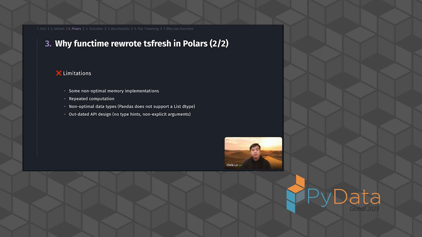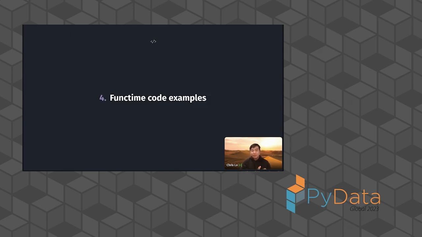On top of that, it also has what might be considered an outdated API design. So no type hints, a few non-explicit keyword arguments. And we found that Polars, with its fantastic use of multi-threading, with its fantastic use of efficient memory data structures, in particular a list type, was able to address many of these limitations. And as we continued doing this rewrite, we learned many more interesting tips and tricks. That's why for the rest of the talk, Mathieu will provide code examples for how you would use this in functime, and also how you might apply some of the learnings to your own codebase migration.